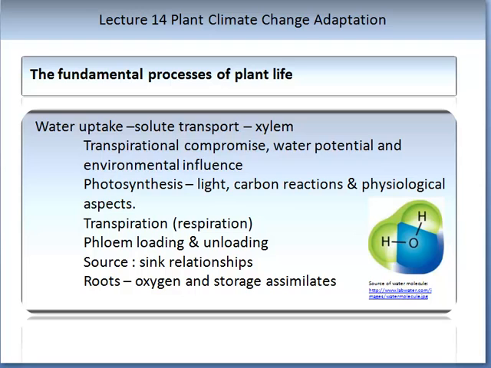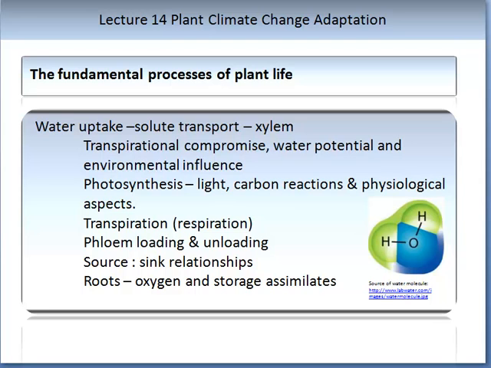We have also looked at carbohydrates and carbohydrate partitioning, the mechanism of phloem loading and unloading, and the role that it plays in this mechanism. This helps us to understand source-sink relationships, an important component of plant growth and development.